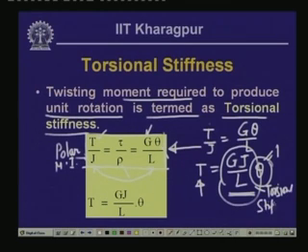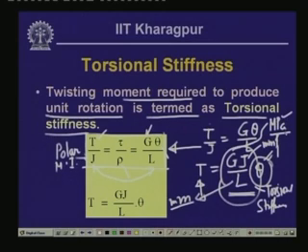Now, if we look into the units, G is represented in terms of megapascal, J is the polar moment of inertia which is millimeter to the power 4, and L is the length which is in millimeter. So, we have Newton per millimeter square, and then we have J which is millimeter to the power 4. So, this is divided by millimeter. So, you have Newton millimeter as the unit for T, which is equivalent to the unit for the twisting moment. So, this is the stiffness that we have.